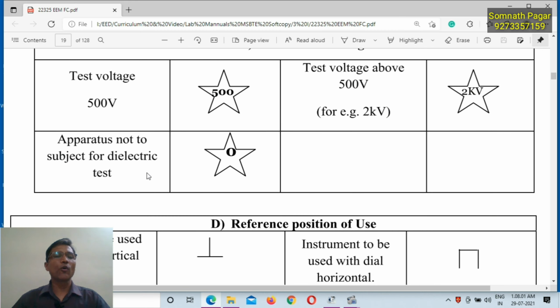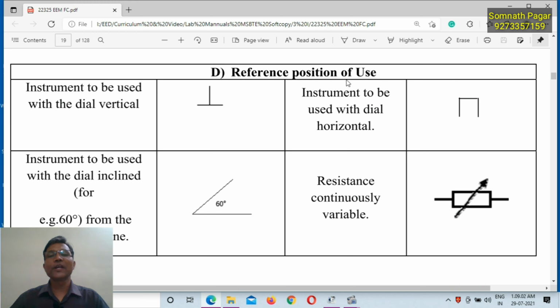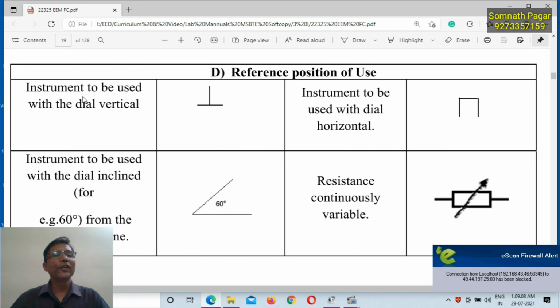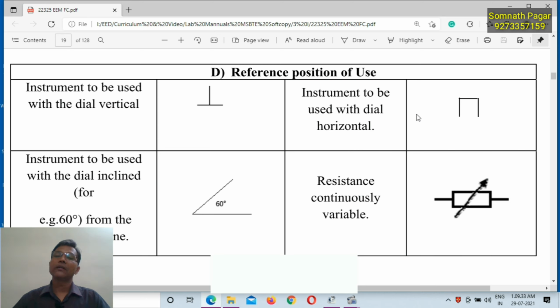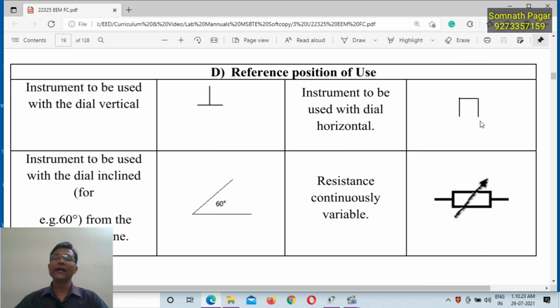Apparatus not to be subjected to a dielectric test: in that case, such a symbol is shown on that apparatus. Now we will see reference position of use. If the instrument is to be used with the dial vertical, then such a symbol is shown on the meter, and by referring to it you can decide how to place the meter on a surface. If the instrument is to be used with the dial horizontal, then you will observe such a symbol on the meter, and accordingly you can decide how to use the instrument.